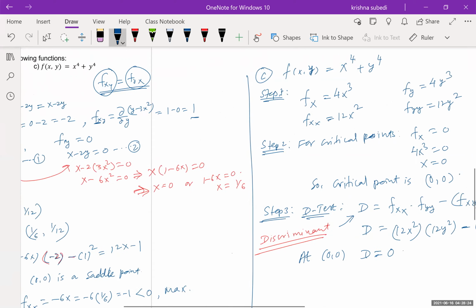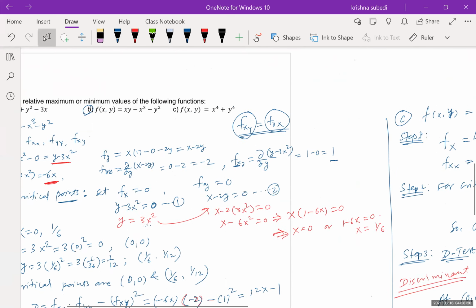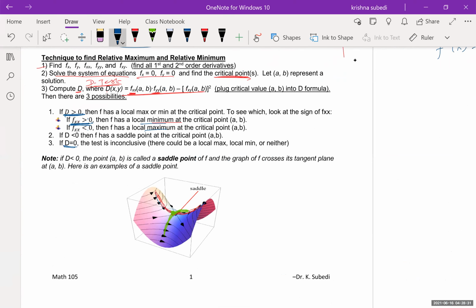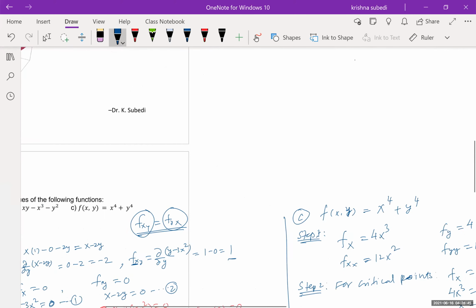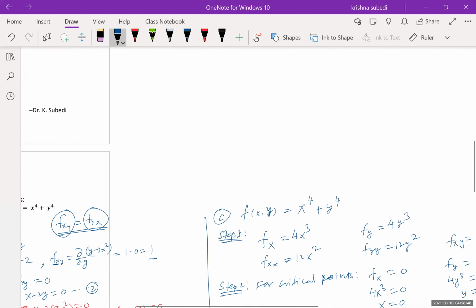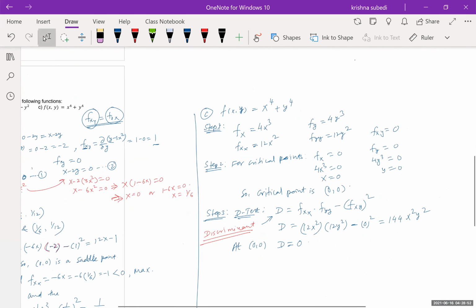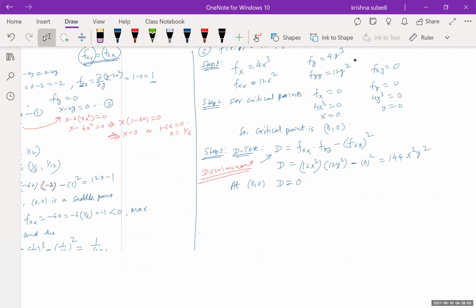Let's go back to here. So if D is 0, then the test is inconclusive. There could be a local maximum, local minimum, or there could be neither a maximum nor a minimum. We don't know. Basically, the test fails. Now, why did this test fail? Well, let me draw the graph of this function, and we will see why the test fails.